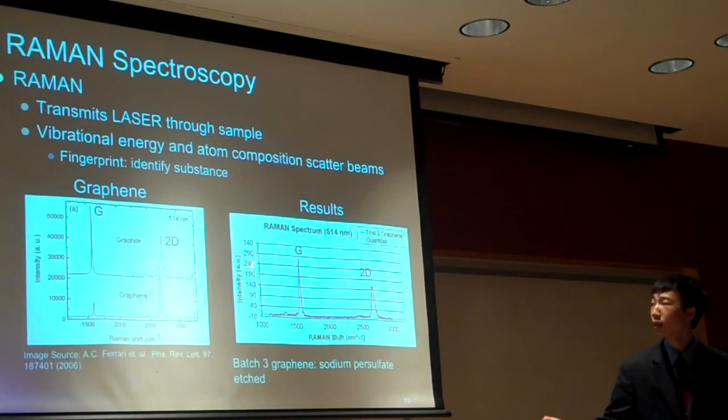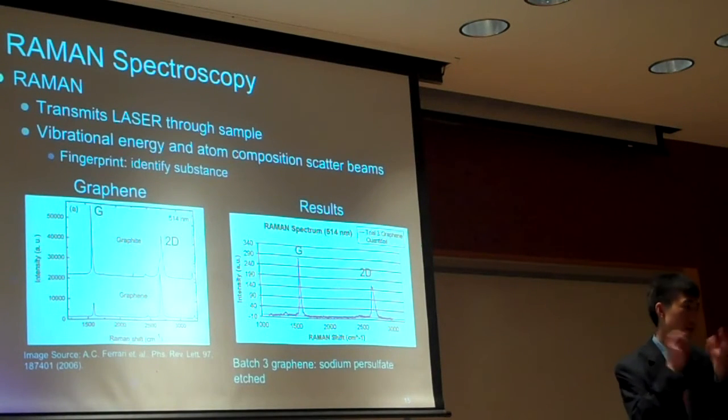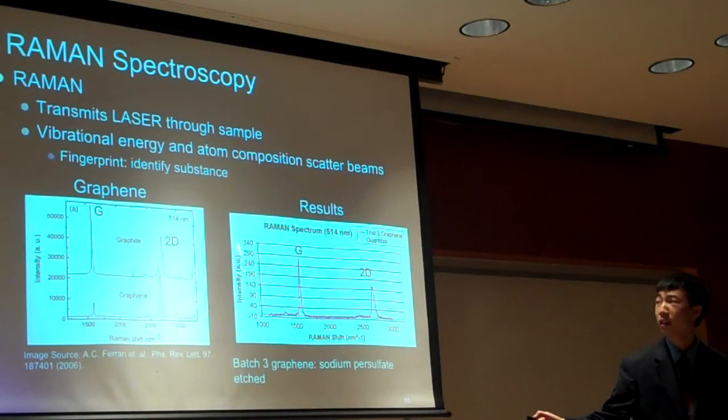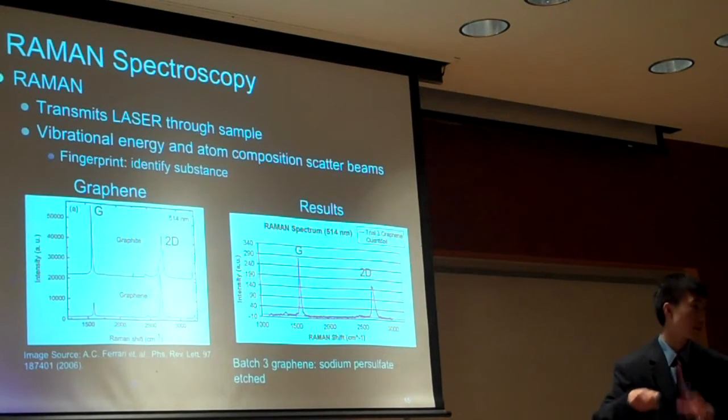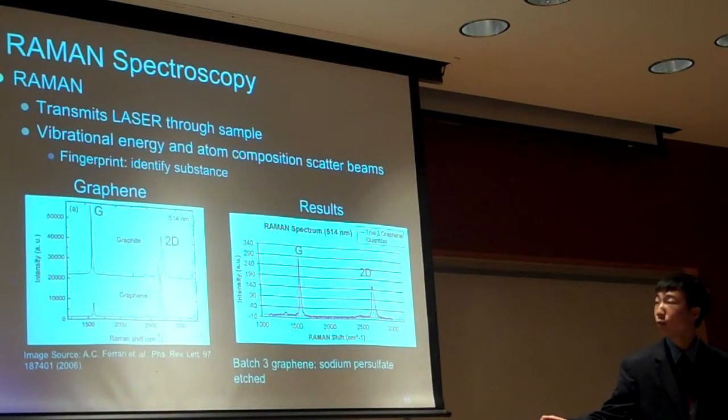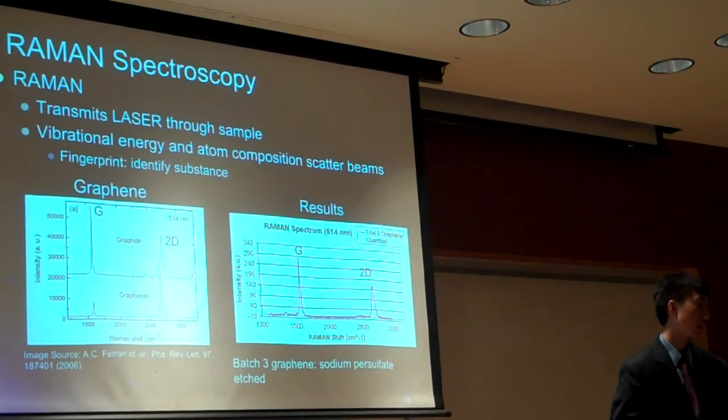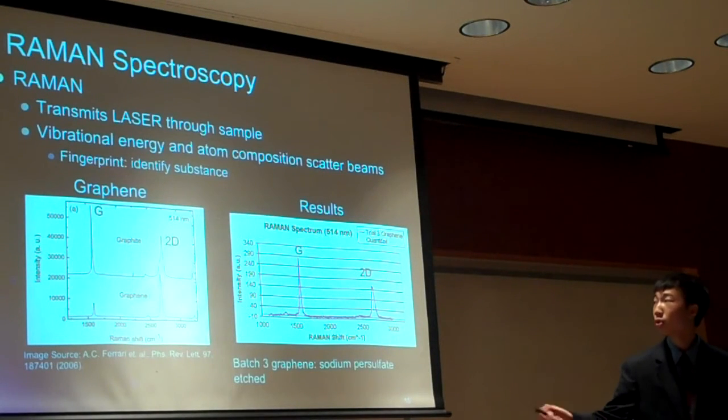On the y-axis you have the intensity, so that's basically how much laser light is scattered. This is an arbitrary unit, so these are arbitrary numbers. On the x-axis you have the Raman shift, which has to do with the laser wavelengths that are being sent. When you compare these two, you notice that it looks very similar to the graphite, which is basically multi-layer graphene. And this allows you to identify it as graphene.